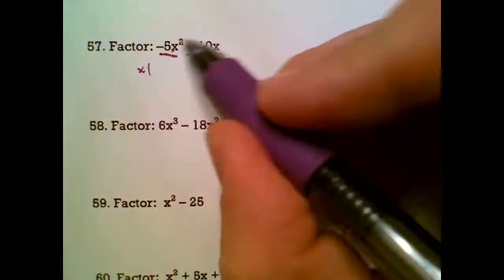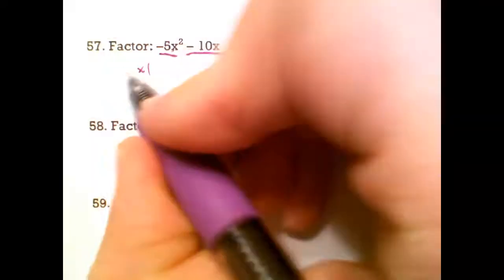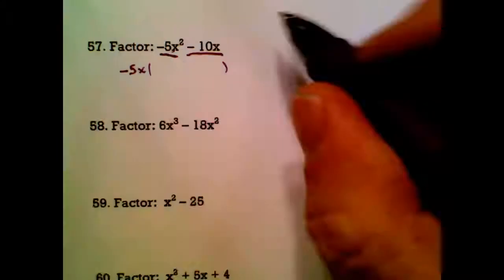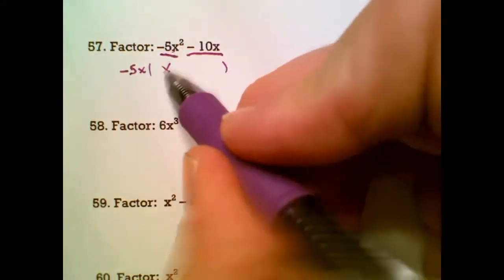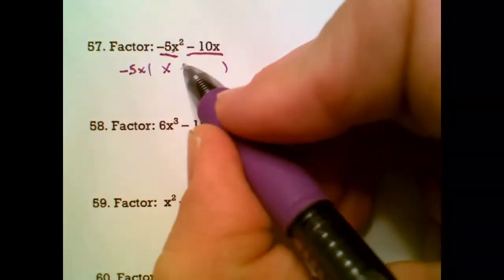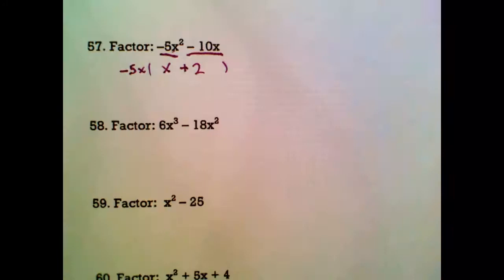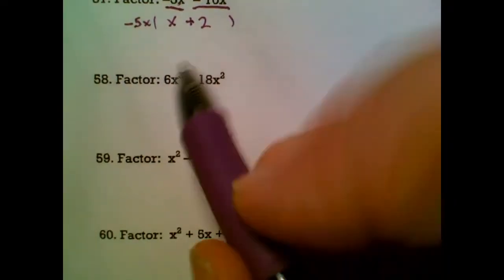Let's take a look at the coefficients in front. We've got negative 5 and negative 10. So what can we take out of there? Well, we could take out a negative 5. And if we do that, we take a negative 5 factored out here, and an x. Well, all we have left there is our x. And if we take a 5 out of this, then we just have a plus 2. And there's the factored form.